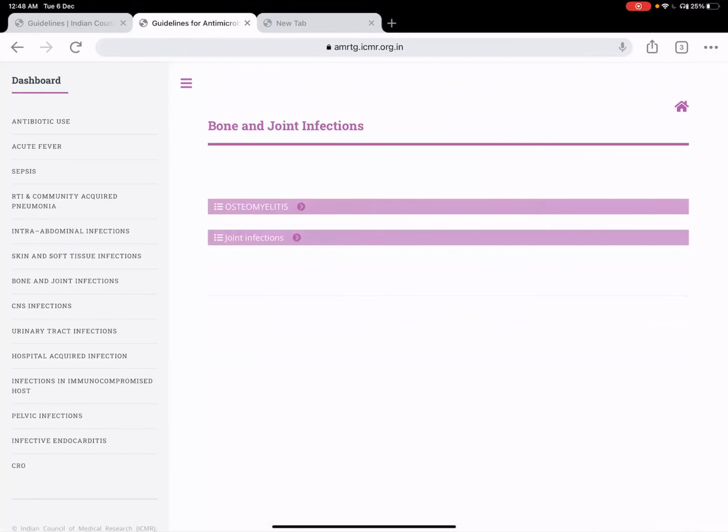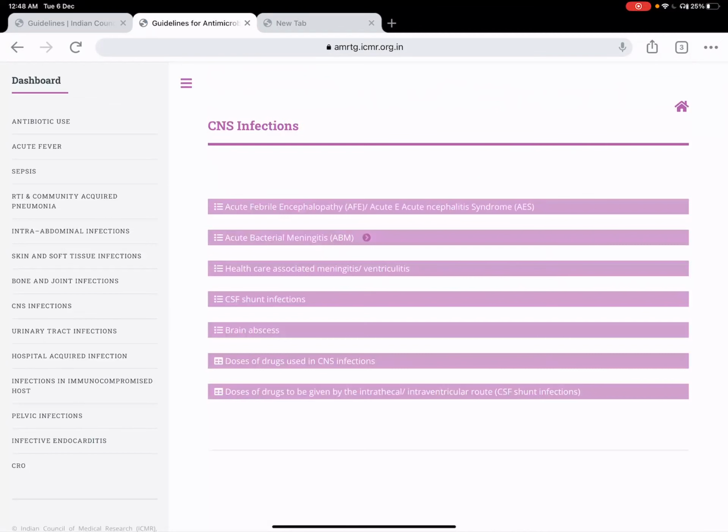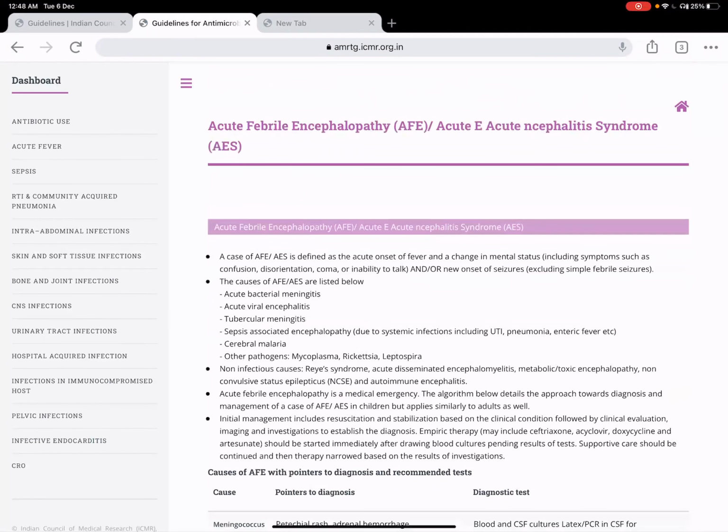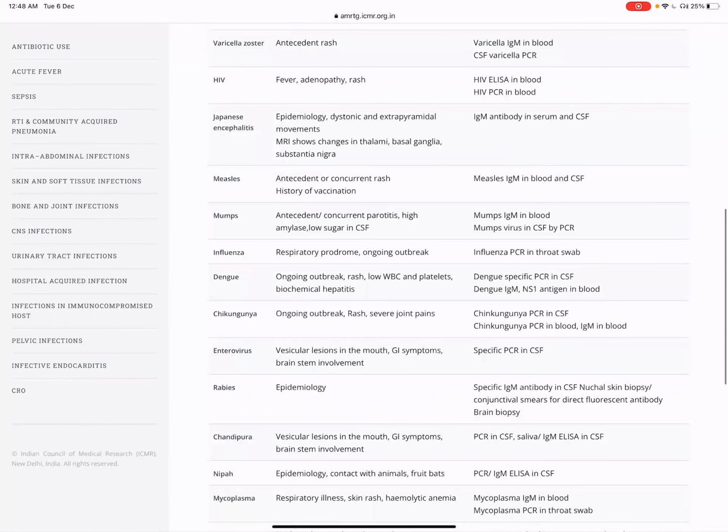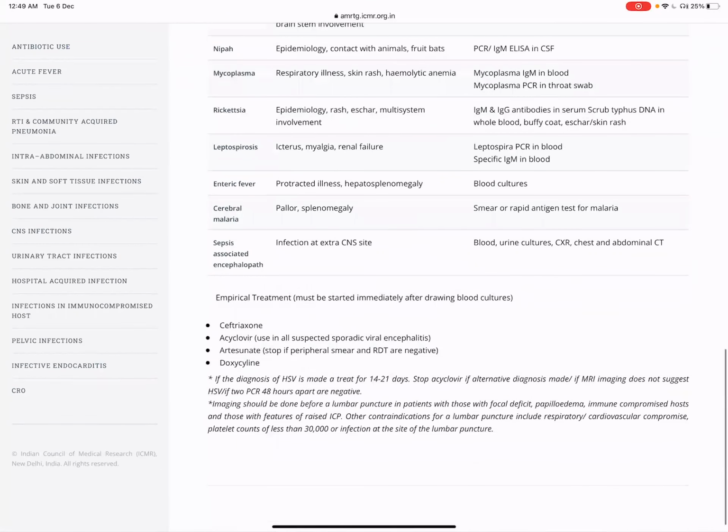So it is basically caused by gram-positive cocci, and Haemophilus influenzae is gram-negative as well, and gram-negative cocci. Actually, this is the guideline which is given by India.